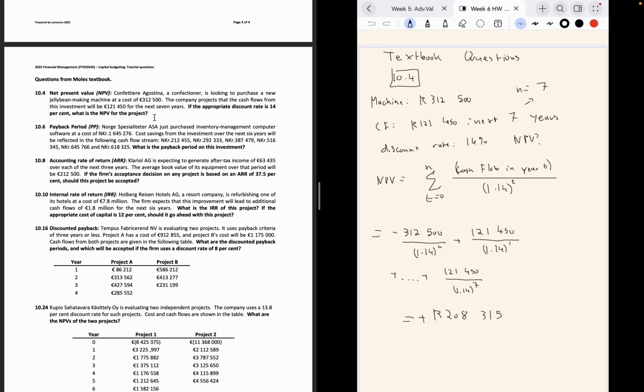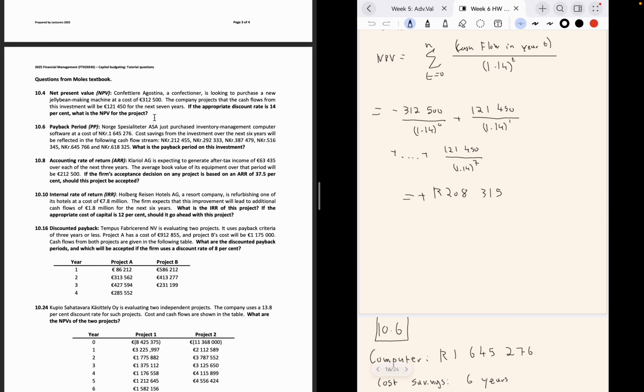1 plus 0.14. And so the way you calculate this is you first say, well, what is our year 0 cost, or what is our year 0 cash flow? It would just be the negative 312,500 over 1.14 to the power 0, because that is in year 0. Then it would be 121,450 over 1.14 to the power 1, because that's in year 1, all the way up to year 7. So 121,450 over 1.14 to the power 7. So the answer you get there is a positive 208,315. And so if they were to ask you, should they do this? You would say yes, because the net present value is positive.